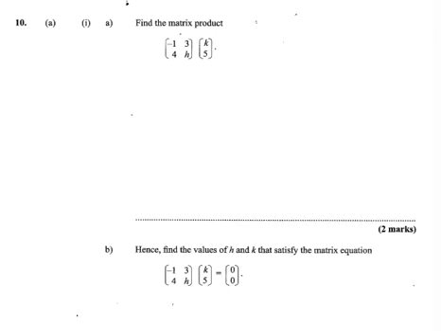May 2019, question number 10. The question says, 10a, find the matrix product, and the matrix product is [-1, 4; 3, 5H] multiplied by [K; 5].